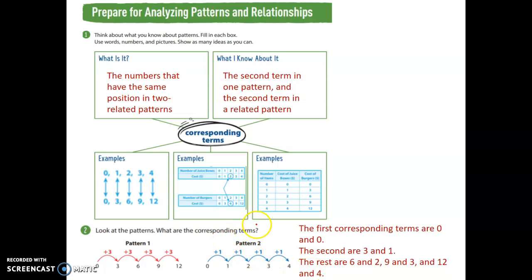And then look at number 2, and it says look at these patterns where the corresponding terms. So again, these are sideways, kind of like this one is. You're looking at the term right here. The first corresponding term would be 0. So 0 corresponds with the first term here of 0. So right here I put the first corresponding terms are 0 and 0. So the second terms, we have a 3. And the second one here, we have a 1. So the second terms are 3 and 1. And then just go down the chart. You have a 6 and a 2. You have a 9 and a 3. And then the last one would be 12 and 4.